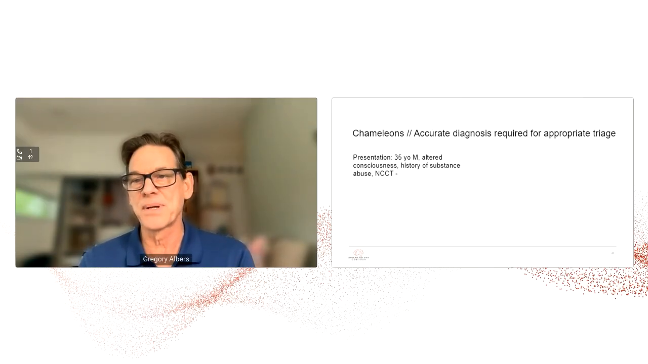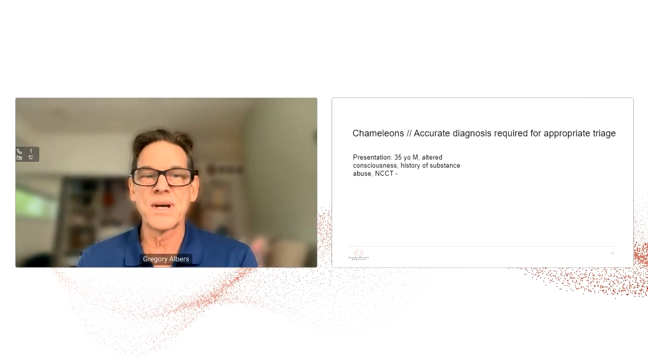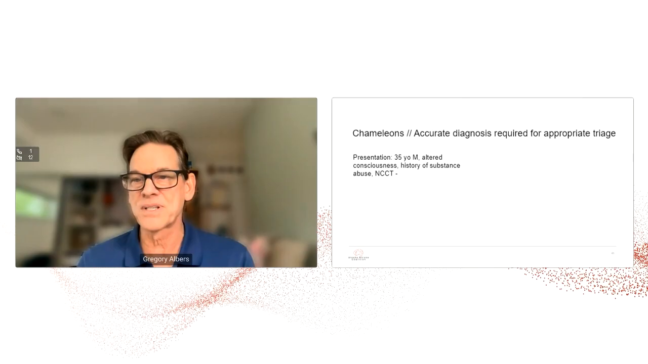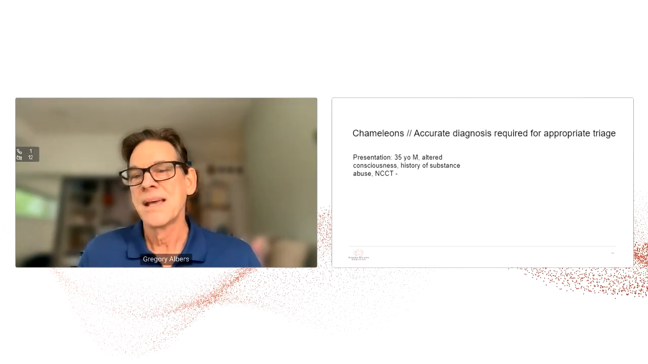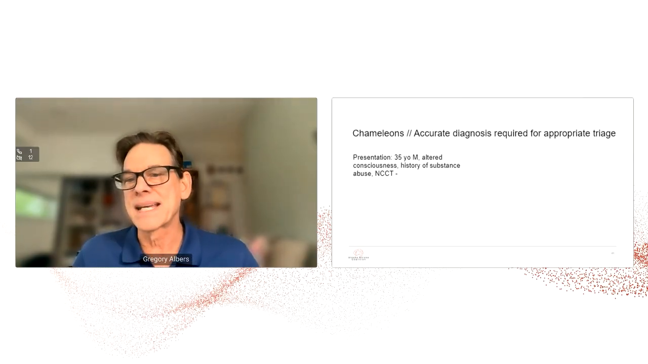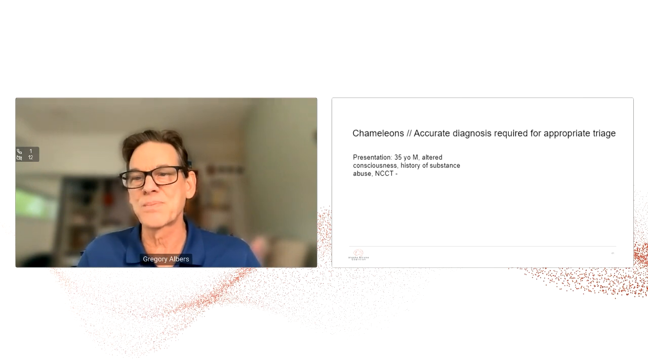And multiple other lawsuits are ongoing for this particular chameleon. So this occurs usually when you have a patient who is a younger individual with a history of substance abuse, comes in with altered consciousness, and the initial knee-jerk reaction, of course, is that this is a drug overdose. But when the alcohol level comes back negative and the drug screen comes back negative and the patient really didn't wake up much with the Narcan, eventually this diagnosis can be made.